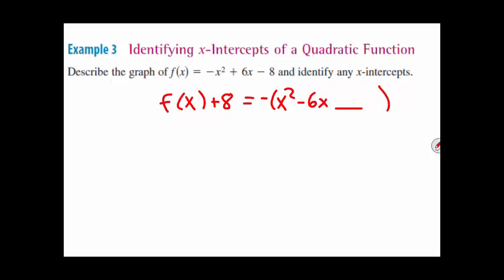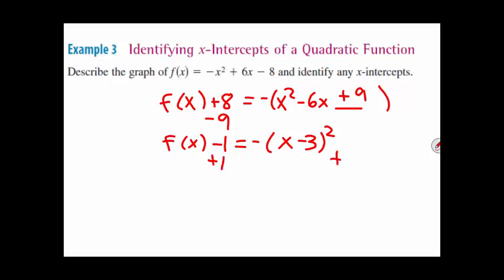Now I take half of 6, squared. Half of 6 is 3, 3 squared is 9. Whatever I do to one side, I have to do to the other. But since there's a -1 out in front, I have to do 9 times -1. So really I'm subtracting 9 from both sides. So I've got f(x) minus 1 equals -(x minus 3) squared. My last step, I add 1 to both sides. We're going to have to do something else with this too, but I've got f(x) equals -(x minus 3) squared plus 1.